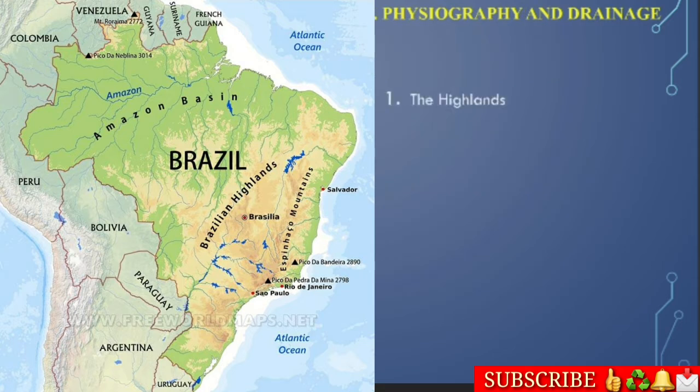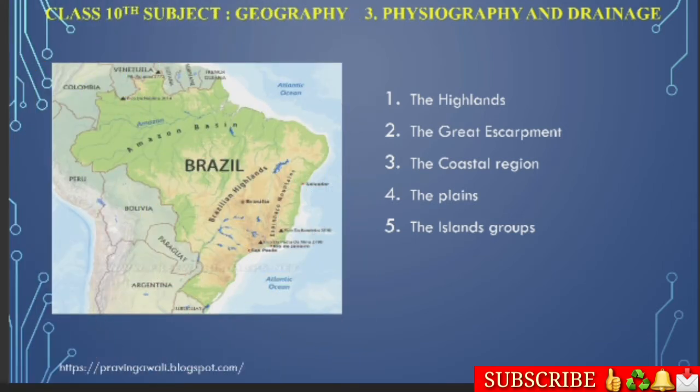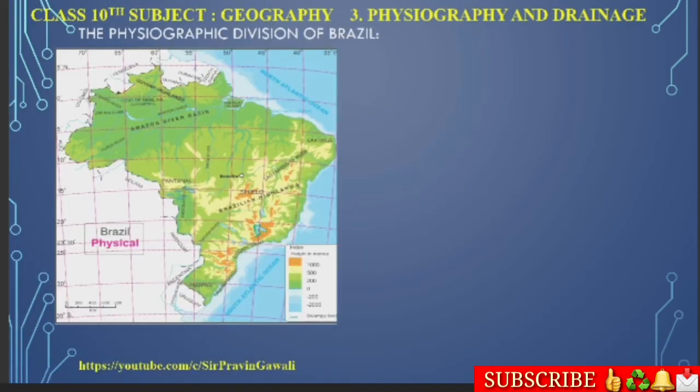Very good. Now see, students, one by one we are going to study the first one, that is the highlands. Just now I have told you about the highlands. The second one, the great escarpment. The third one, the coastal region. The fourth one, the plains. And the fifth one, the island groups. Okay, so these are the major divisions of Brazil: the highlands, the great escarpment, the coastal region, the plains, and the island groups. Now, students, let's learn one by one in detail.